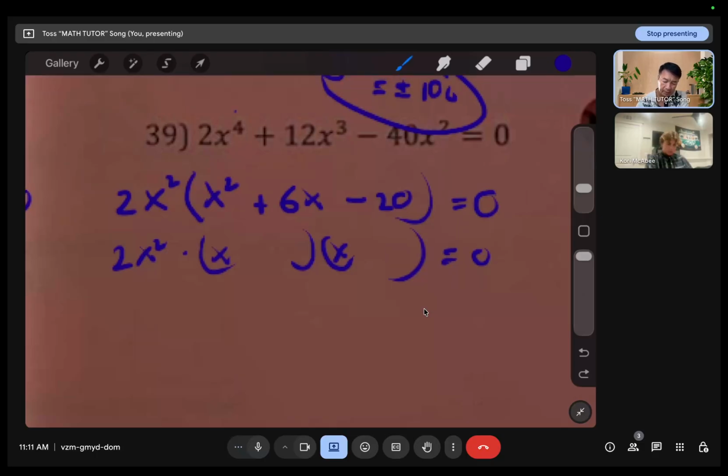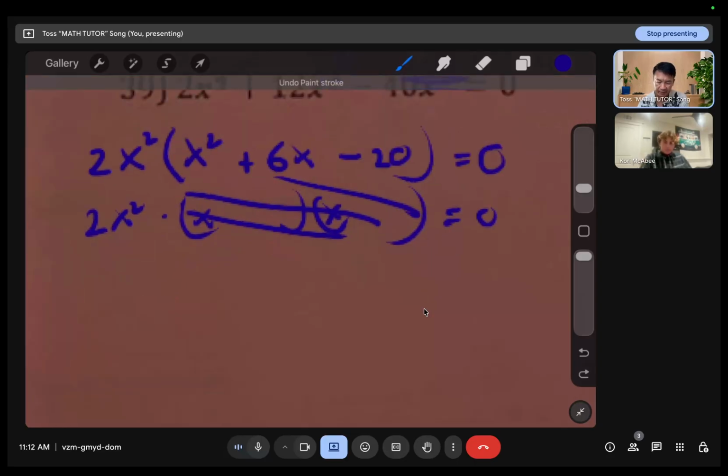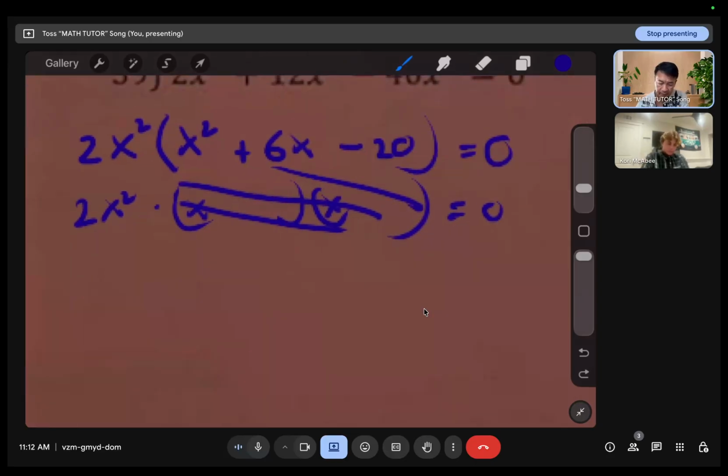A 10 and a 2? No. Okay. What else? 20 and 1? No. That means you have no choice other than completing the square. Let's complete the square here. It's not factorable, so you don't erase it, just scratch it. But leave this alone. This is going to be part of the factor you need to continue with. So, okay, let's do the completing the square.